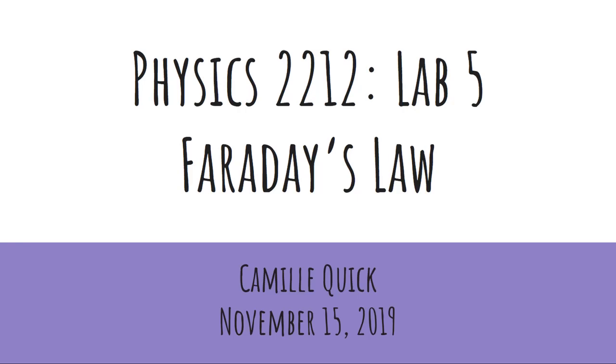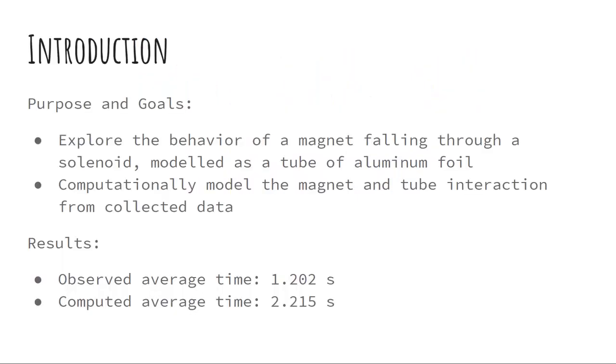Hello, my name is Camille Quick, and this is my Physics Lab 5 video where I will be exploring Faraday's law and how it applies to a bar magnet falling through a solenoid modeled as a tube of aluminum foil. Later, I will show a computational model that demonstrates Faraday's law as well. The observed average time it took for the magnet to fall through the tube was 1.202 seconds, while the computed average time was 2.215 seconds.